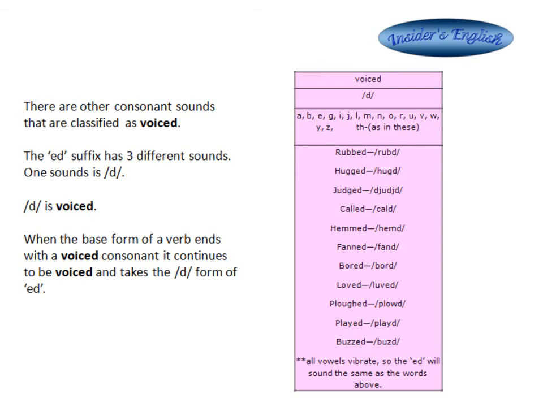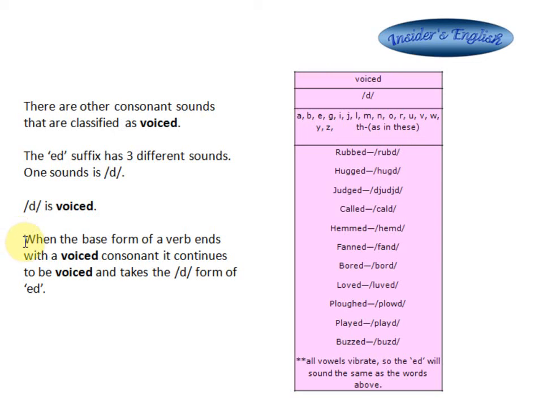And there are other consonants that are classified as voiced. Look at how many there are. That's because voiced sounds are some of these consonants, the nasals, and all of the vowels. The ud suffix has 3 different sounds, and one sound is d. D is voiced. These sounds are voiced. D is voiced, and they like to stay together.